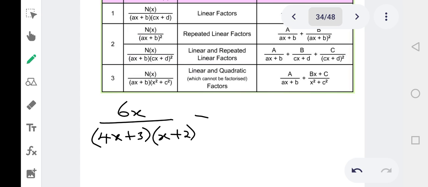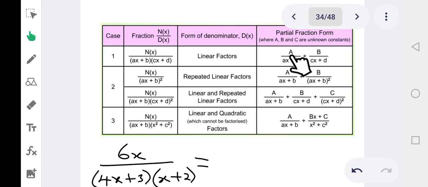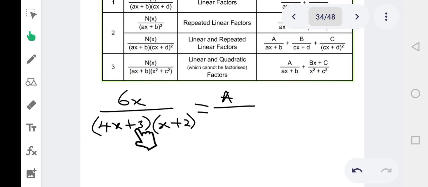Okay, so according to this formula, what should you do? When you look at this formula, on top you put A. So if you want to decompose this rational fraction into its partial fractions, on top there you put A, then divided by, what's the first thing? ax plus b. In this case, it is 4x plus 3.